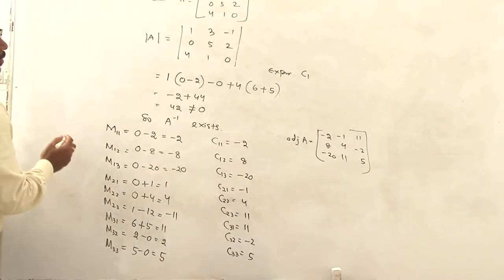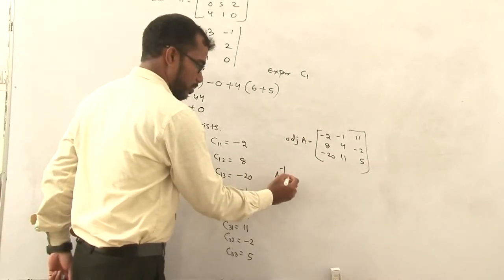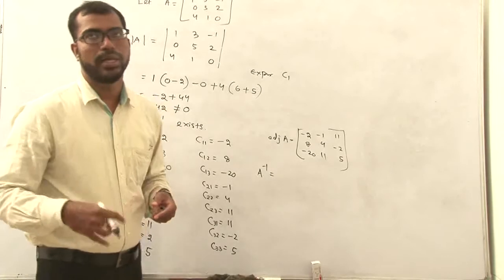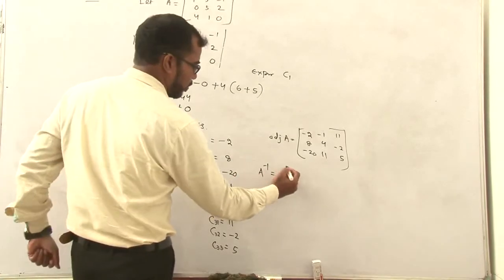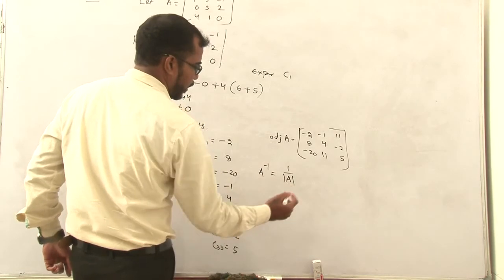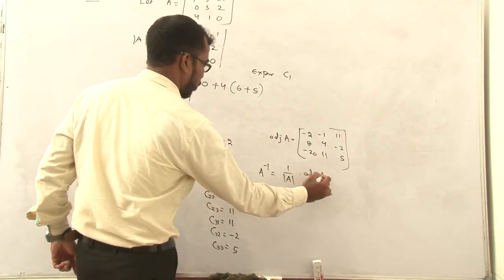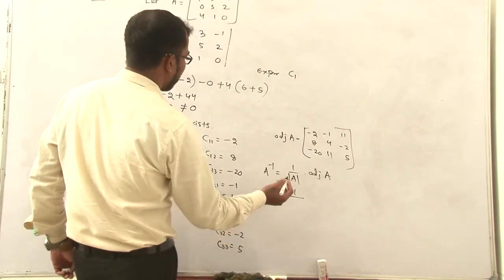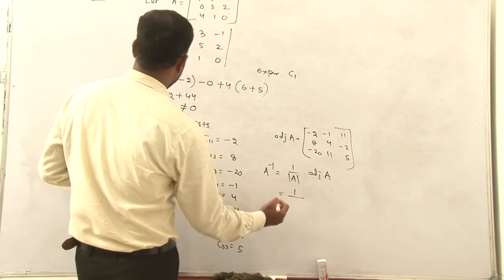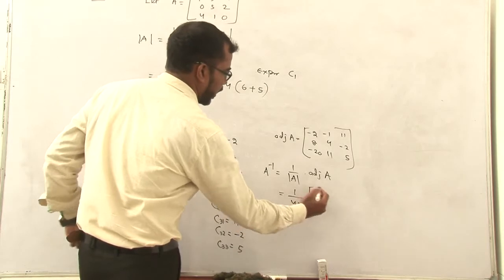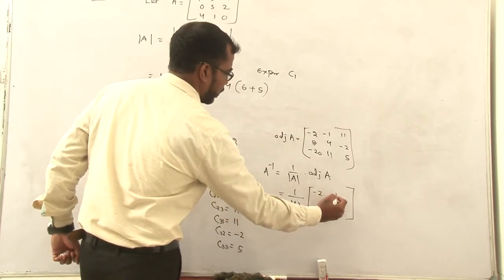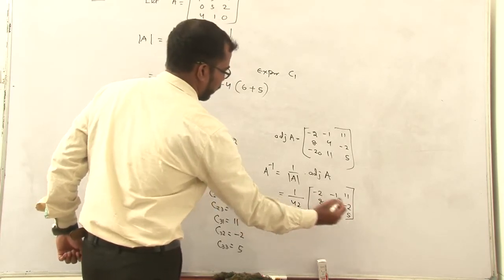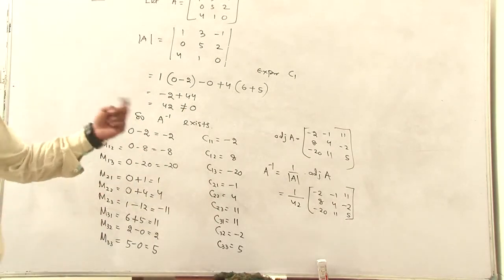Now we have to find the inverse. If the inverse is possible, then we first find the determinant of A and then the adjoint of A. The formula is A inverse is equal to 1 by determinant of A into adjoint of A. So here, determinant of A is 42 and adjoint of A is -2, -1, 11, 8, 4, -2, -20, 11, 5. So that is the solution of this problem.